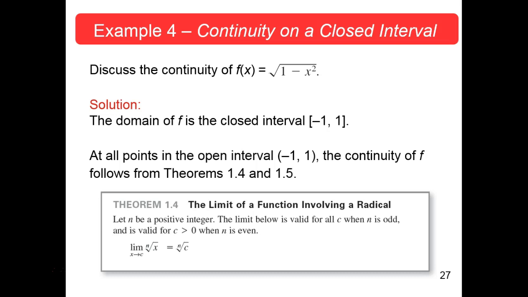So if n is a positive integer, in this case 2, the limit below is valid for all c when n is odd, and is valid for c greater than 0 when n is even. That just defines your domain. If n is odd, all real numbers. If n is even, from 0 up to infinity, 0 less than or equal to x. That's with x in there.